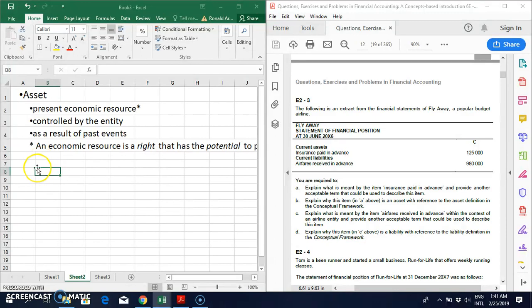So what we're looking for is the present economic resource. Remember, a resource is something that is used to produce other things. It's something that is useful or of value to you. The present economic resource here is that now you have the service of an insurance for the next period, for the amount of time that you paid for in advance. So we start with the first part, present economic resource.